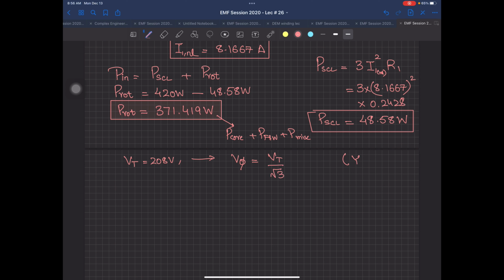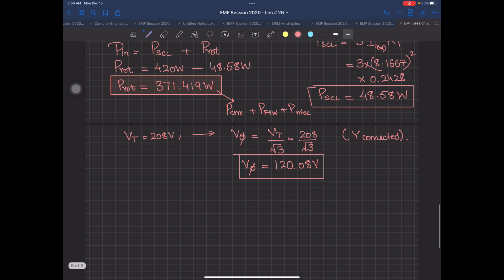Please always, whenever you are converting it, write down assisted text with your mathematical statements, so that whenever I am checking it, or any examiner knows that you know why you are doing it. You are not just copying it from anywhere. You know this is Y connected, that's why you are doing it. So this will be 208 divided by under root 3. Please give me the value. 120.08. So this is your V phase.